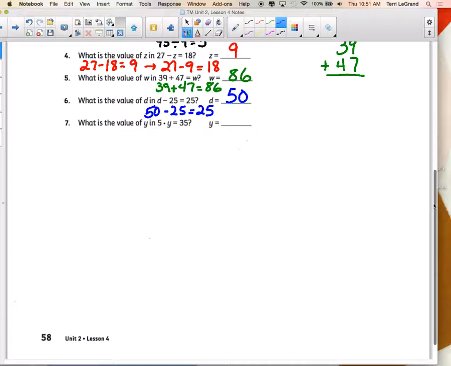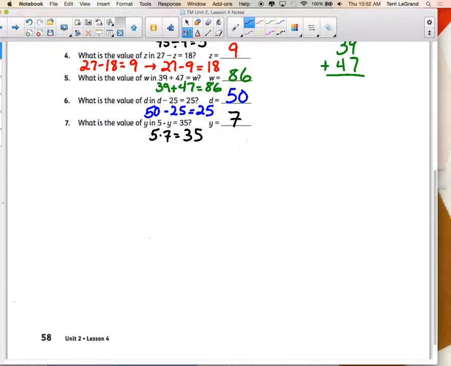What is the value of y if we're going to take y times 5 and get 35? Tyler? 7. So let's try it. Is 5 times 7 35? It is, isn't it? Okay, so substituting.